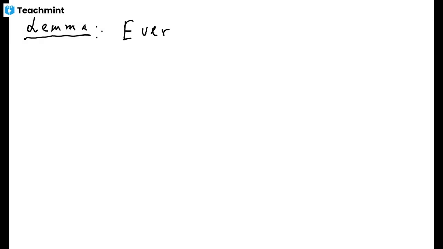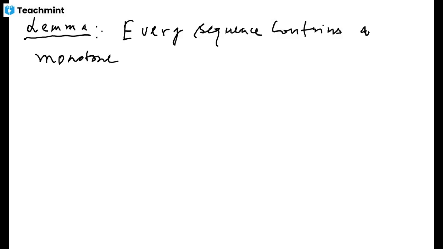Let us take: every sequence contains a monotone increasing subsequence. Increasing, this is the important thing that will help us to write the proof of the Bolzano-Weierstrass theorem.